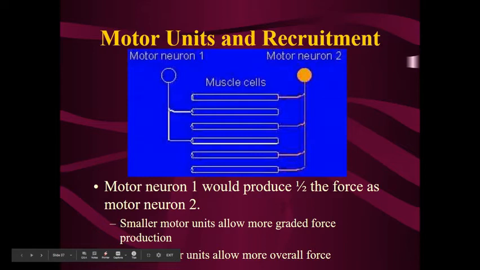If we look at this example, motor neuron 1 would produce half the force as motor neuron 2. Smaller motor units allow more graded force production. Larger motor units allow more overall force.